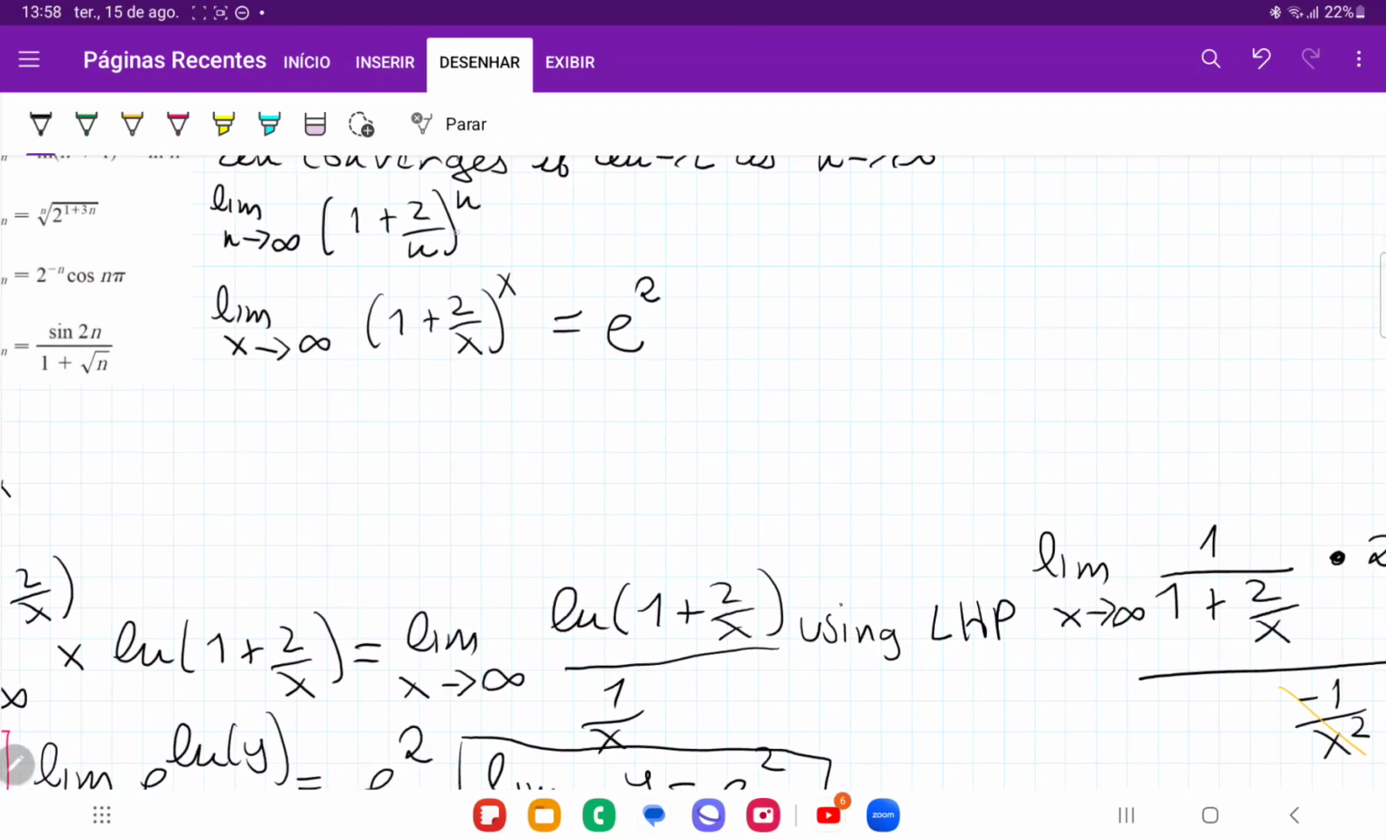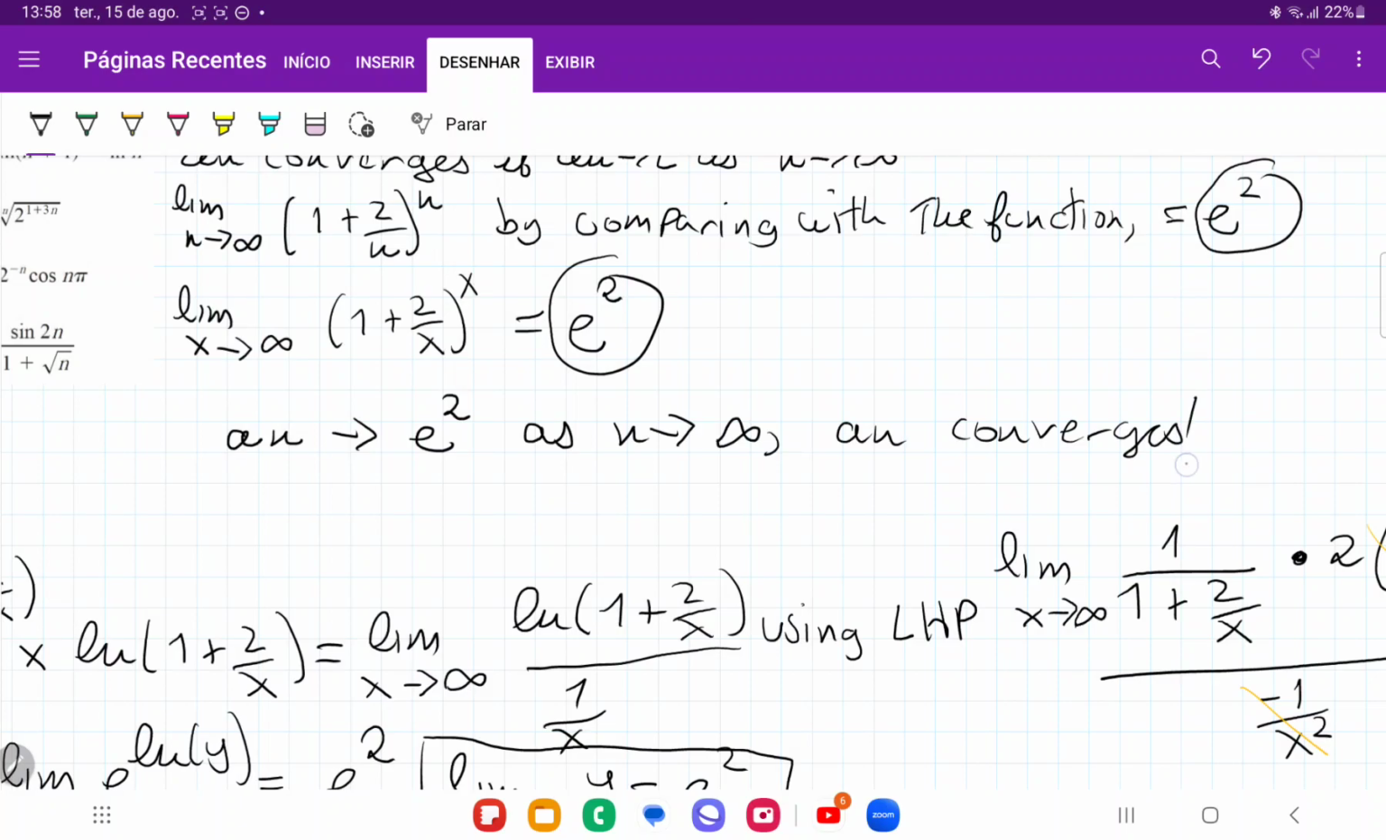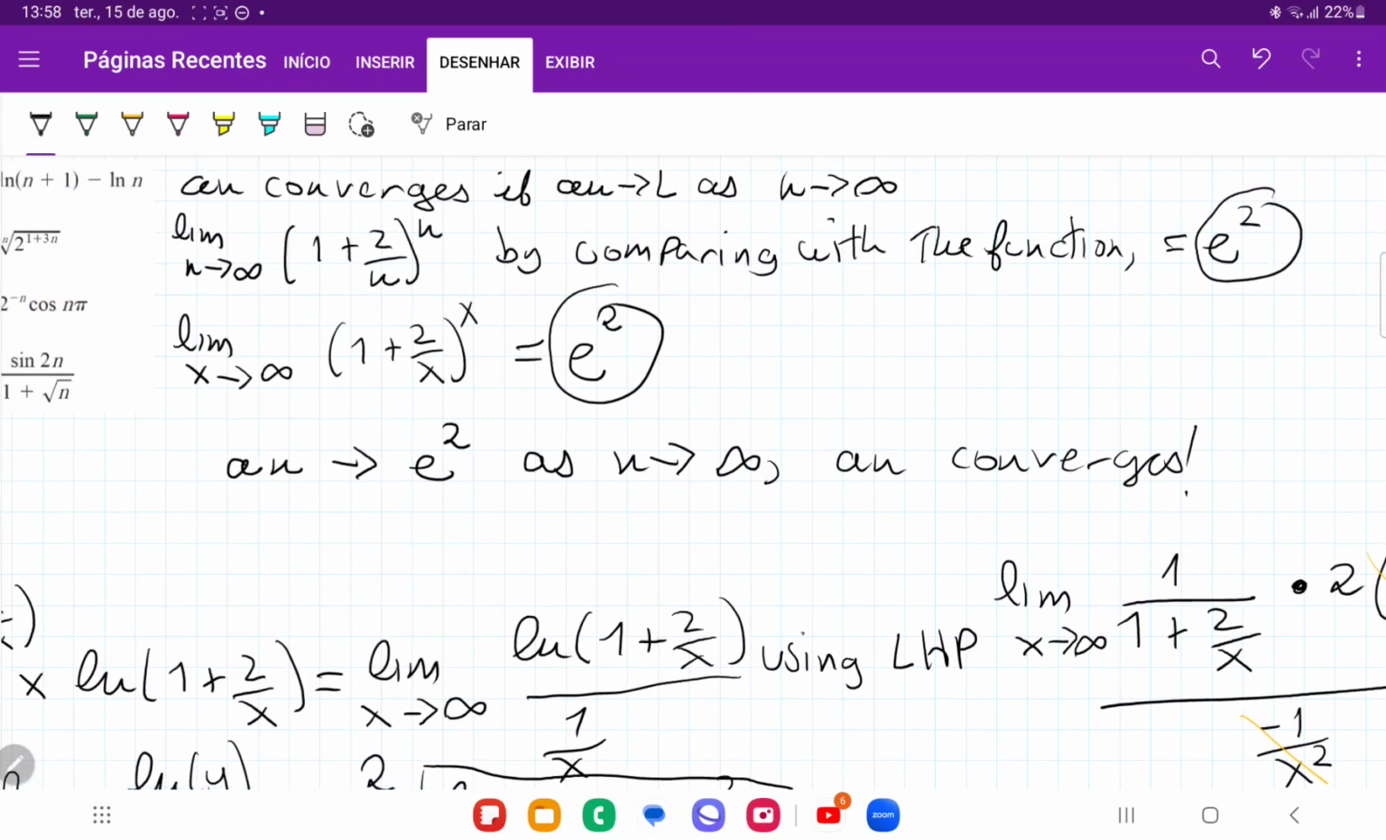And therefore, we can say this limit here by comparing with the function equals e to the power of 2. Right, so this is our answer here. And so we can say that it tends to e to the power of 2 as n tends to infinity. So because the limit exists, a_n converges. And that here is our answer.